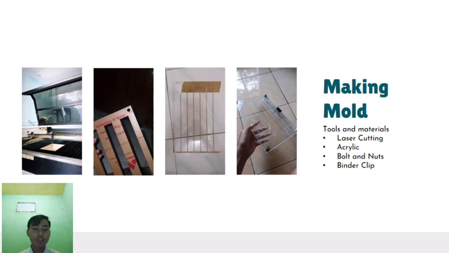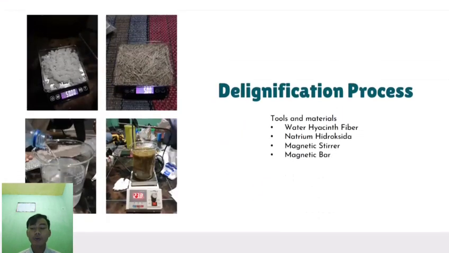The delignification process. This process uses 0% and 5% NaOH solution for 2 hours. In this process, a magnetic stirrer is used to help the immersion process. After 2 hours, the fiber is dried and prepared for the next process.